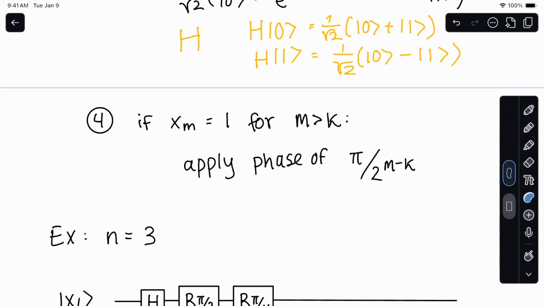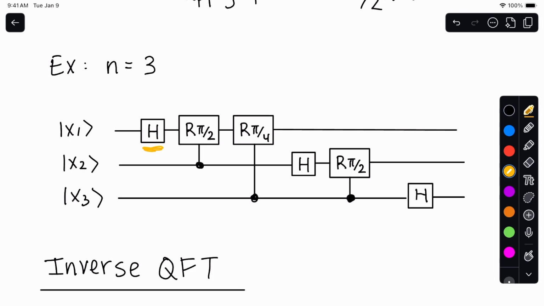There are a lot of indices flying around. It's a little bit confusing, but I'll write out a concrete example. For instance, here we have n equals 3. For x1, we're going to apply a Hadamard gate, and then we need to apply a controlled phase rotation of pi over 2, if and only if x2 is 1. And then we have another gate, which is a pi over 4 rotation, if and only if x3 is 1. Just recall that this is coming from that decimal with a factor of pi in front of it.